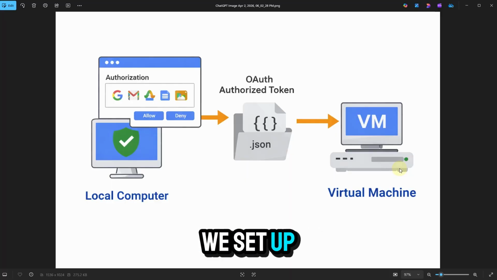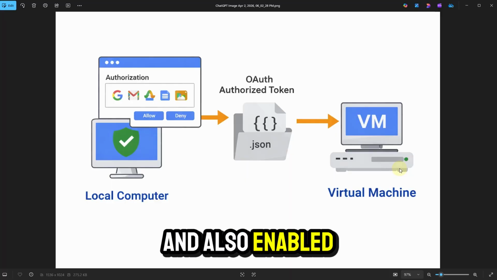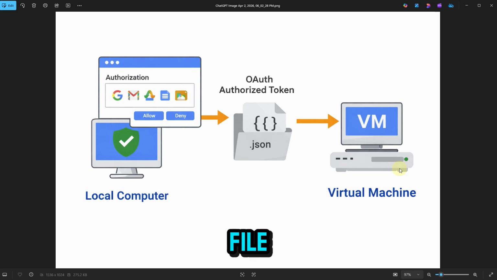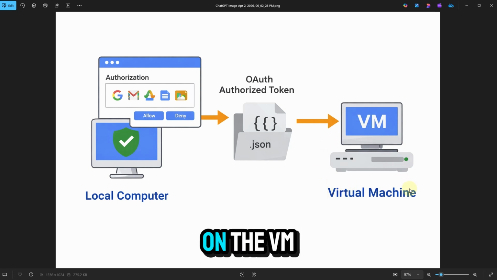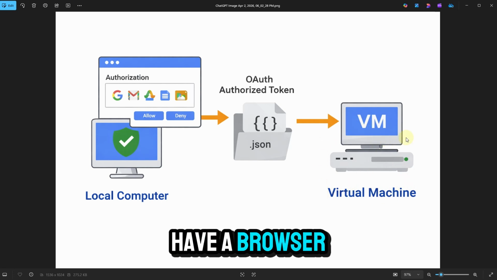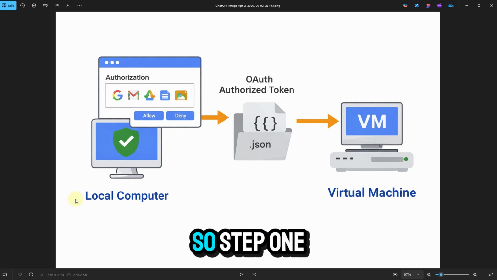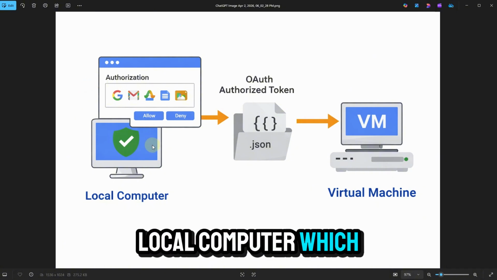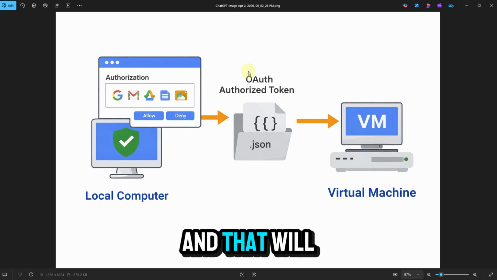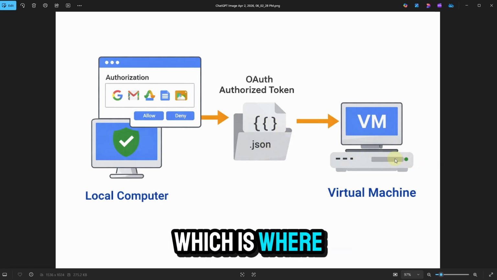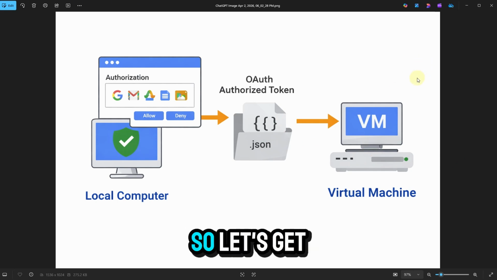All right, so now we set up the Google Cloud project, enabled APIs, and downloaded the JSON file. We need to generate our authorized token, because our AI agent is running on the VM that does not have a browser. So this authorization process will be 2 steps. Step 1, we're going to use our local computer, which has a browser, and do that authorization first. That will generate this authorized token. And then next, we're going to upload this JSON file to our VM, which is where our AI agent is now running. Okay, so let's get started.